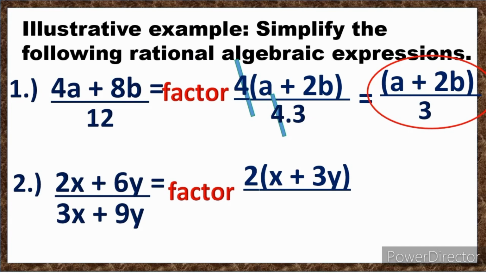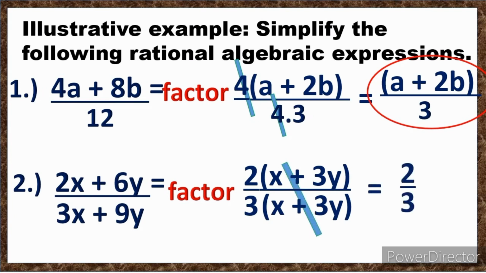All over, the common factor of 3 and 9 is 3, so we factor out 3. 3x divided by 3 is equal to x, then 9y divided by 3 equals 3y. And then we cancel out the common factor, which is x plus 3y. The answer now is 2 over 3.